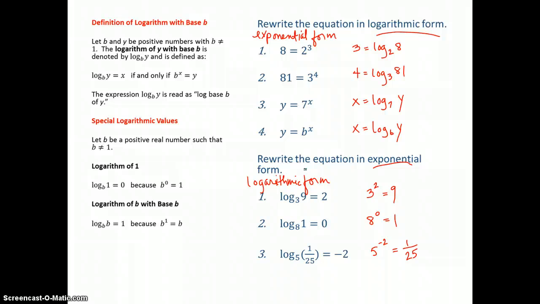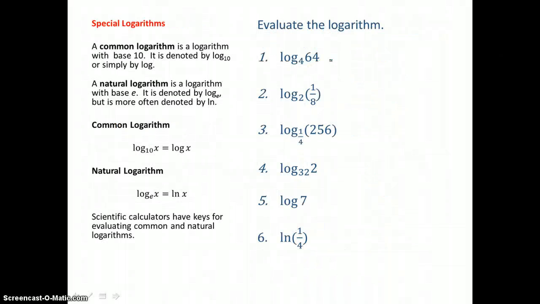Okay, here we're going to evaluate the logarithm. So all we have to do to evaluate a logarithm, log base 4 of 64, is change from logarithmic form to exponential form. This log is just an exponent. Let's call it y. So this equation says 4 to the y power is equal to 64. Well, we know that 4 has to be raised to the third power to get 64. So this log just has a value of 3.